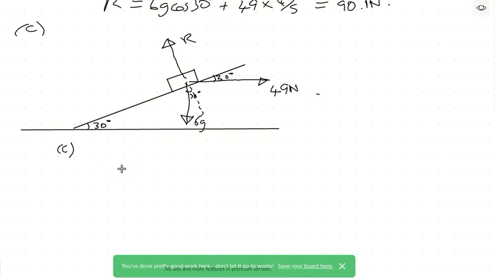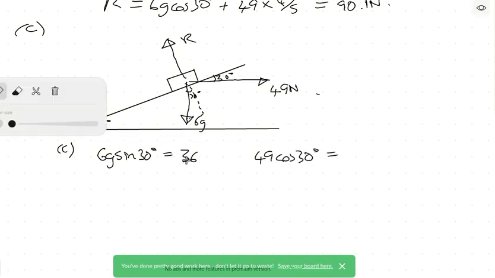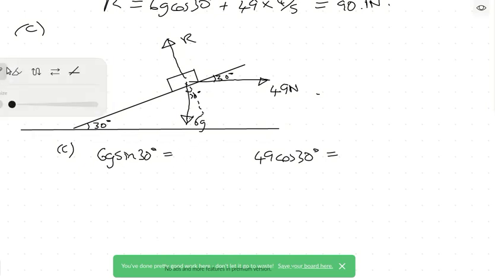Okay, so you might wonder, which force is stronger, the 49 cos 30 or the 6g sine 30? Well, 6g sine 30 is just 3g, and 49 cos 30... I've written 36 there. What am I doing? Let's actually work that out anyway as 3 times 9.8. If you work that out on a calculator, you get 29.4 newtons. All I'm doing here is trying to decide which one's a stronger force, whether it's going up or down the plane. 49 cos 30.